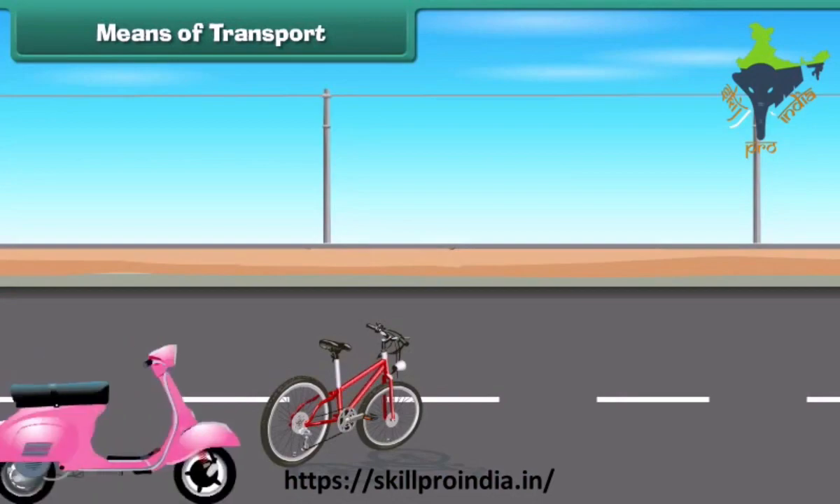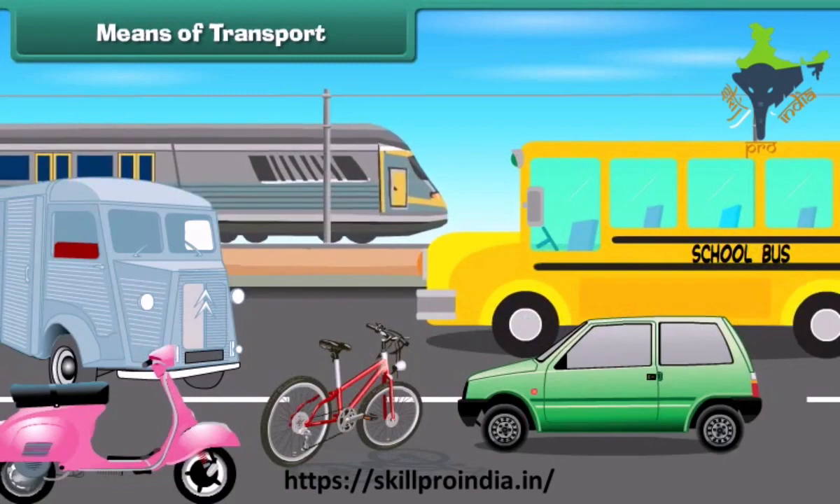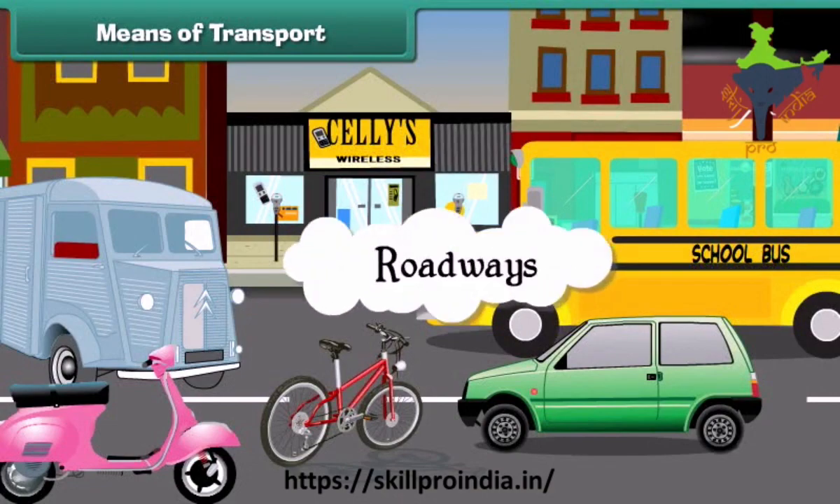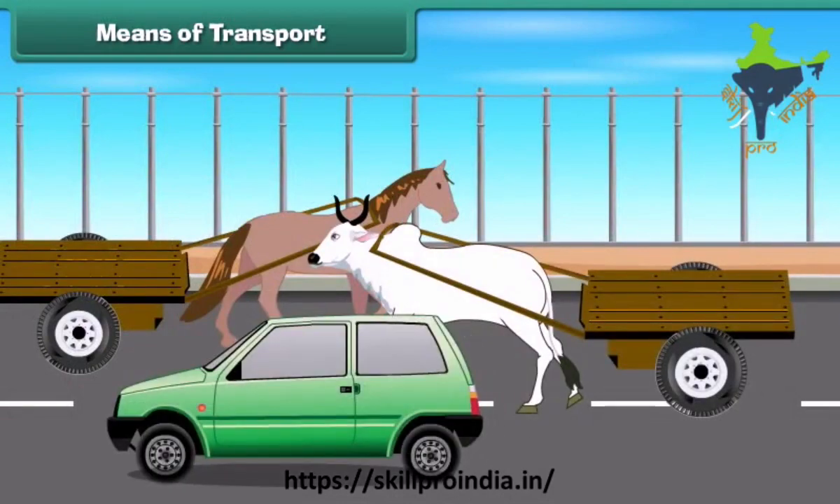Bicycles, scooters, cars, trucks, buses, and trains. Bicycles, scooters, cars, trucks, and buses run on roadways. What is meant by the term roadways? A roadway is a thoroughfare route or the way between two places which typically has been improved to allow travel by some conveyance, including a horse, a cart, or a motorized vehicle.